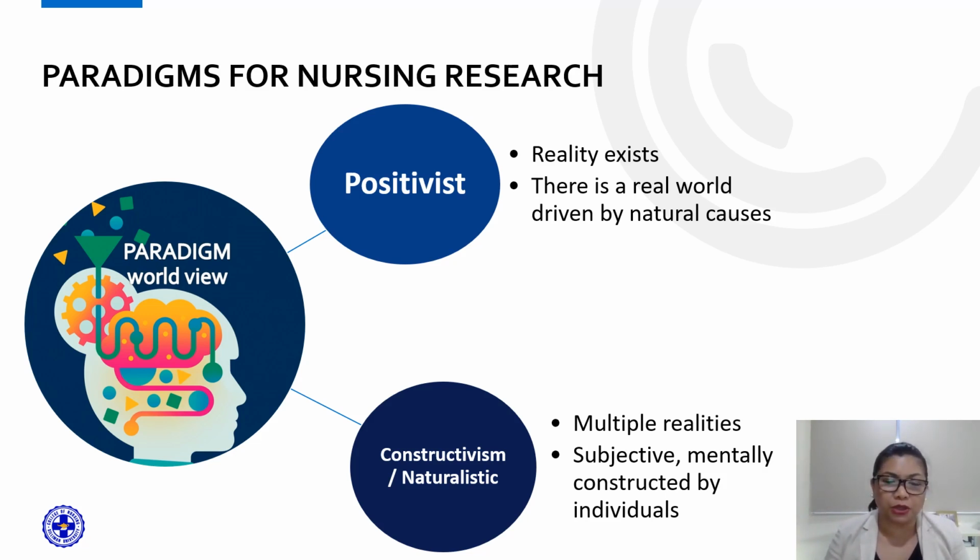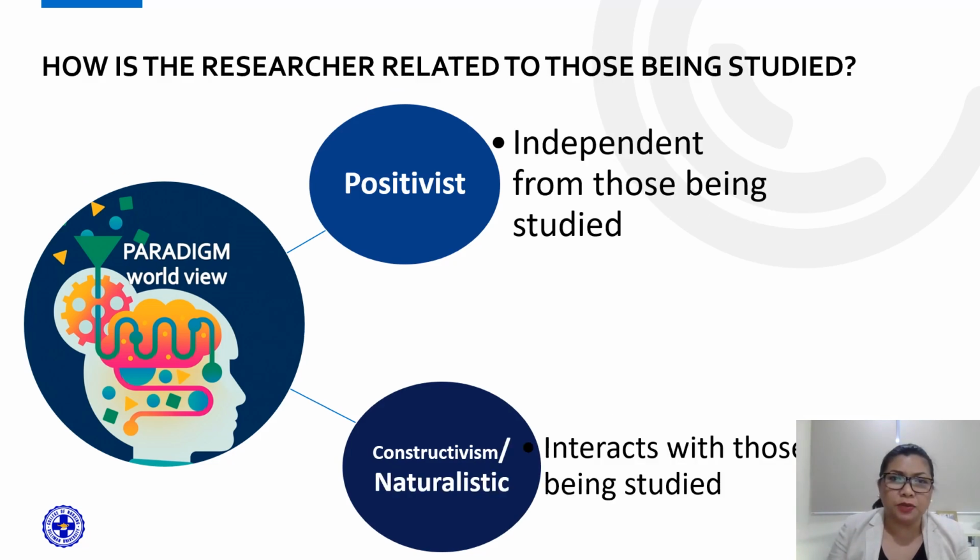The constructivists or naturalists say there are multiple realities. It's not just one single truth. It's subjective. It's mentally constructed by individuals. So that's how they look at the world. In terms of the subjects or participants, the positivists usually call the people they're studying subjects. These are independent from those being studied, so you try to remove yourself from those people so that there will be no influence. But with constructivist naturalists, you interact with the people that you study. You need to have a good rapport, a good relationship, so you can draw out the data that you want. So, two opposite ways of looking at it.